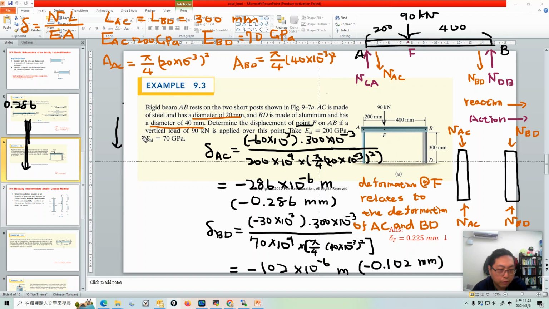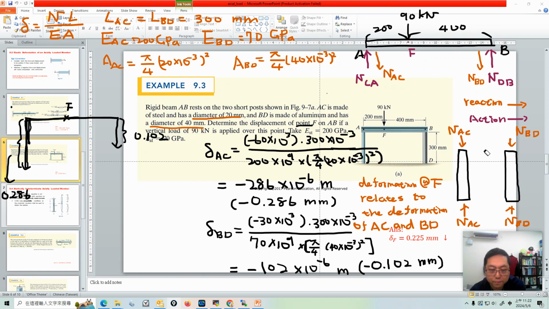0.286. And what's the deformation at BD? 0.102. The unit is millimeter. They connect to each other, so we treat the bar as a straight line, and here is point F. Maybe here is better. 0.142 and 0.286. Maybe it's not practical to show a number here.